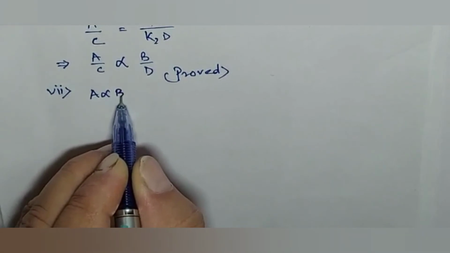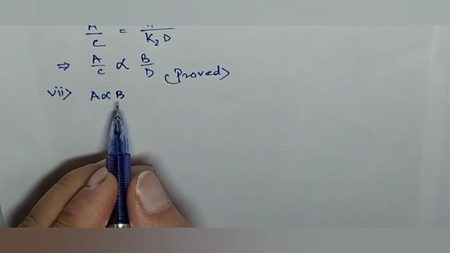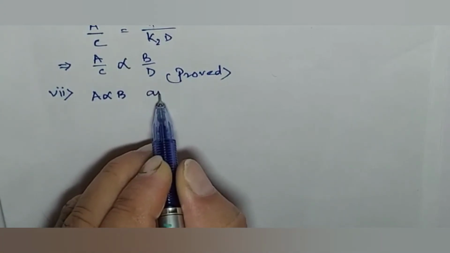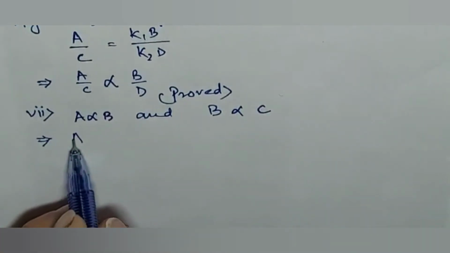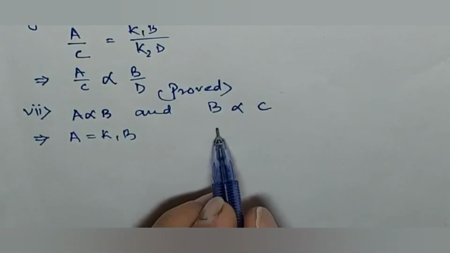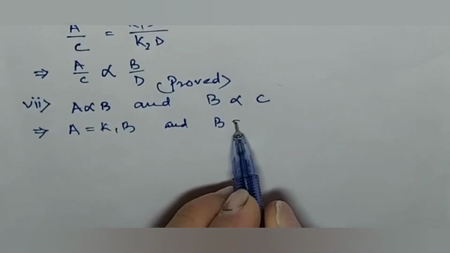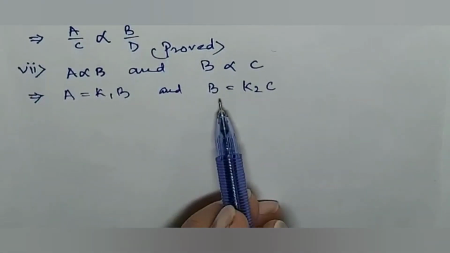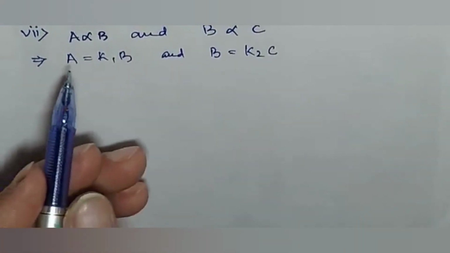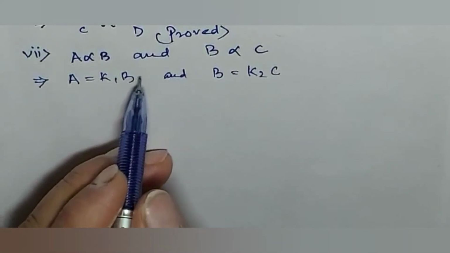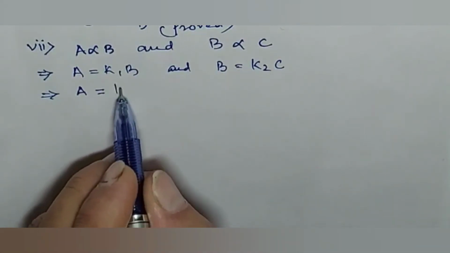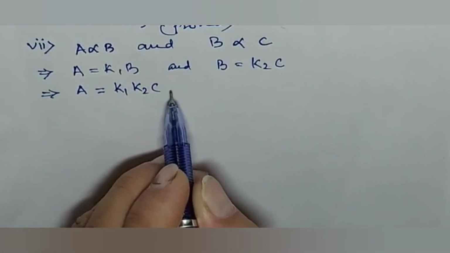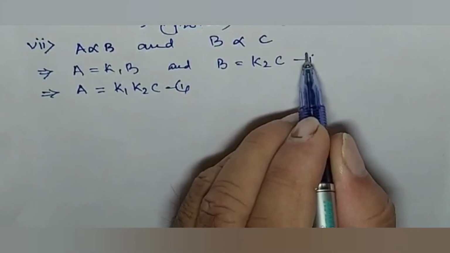And the last one, that is property number 7. Here A proportional to B and B proportional to C. So we can write A is equal to K1B and B is equal to K2C. From this B is equal to K2C, we substitute the value of B here. So the value of A is equal to K1 K2 C. This one is equation number 1 and this is equation number 2.